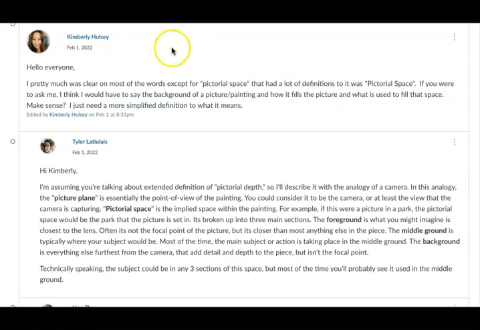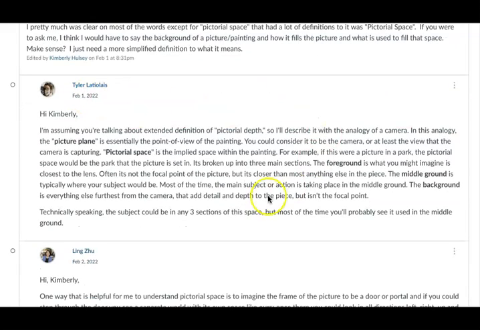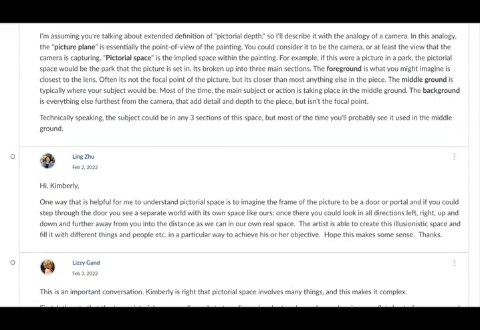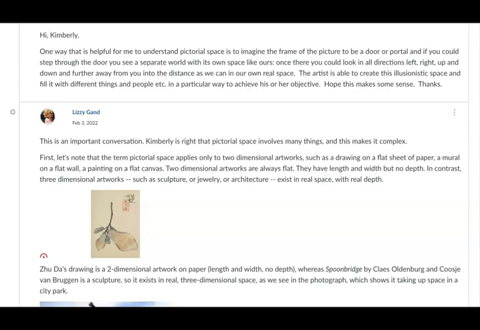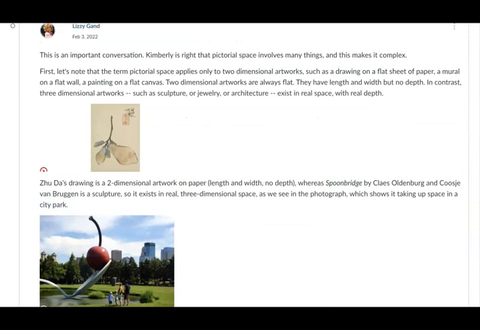Another very important conversation was launched by Kimberly. Thank you, Kimberly, in terms of dissecting what we mean by pictorial space, because that term can be used in somewhat different ways. So this is a really rich conversation where Tyler is talking about picture plane, foreground, middle ground, and background. I'm actually going to post this conversation because I want you to be thinking a lot about space.